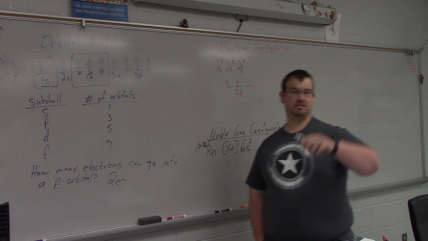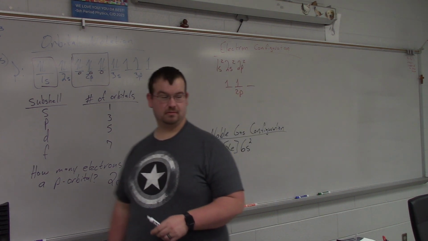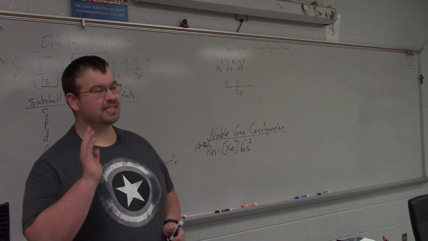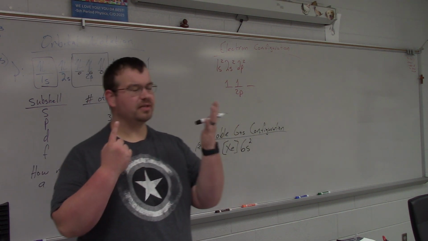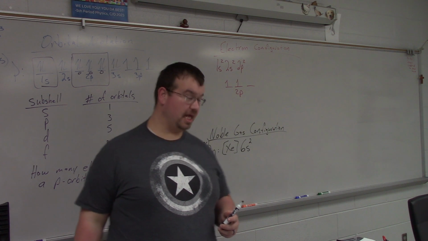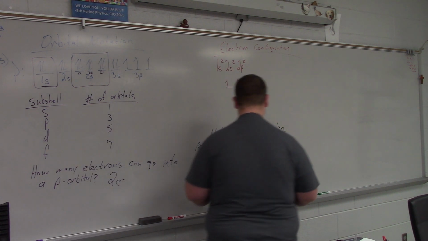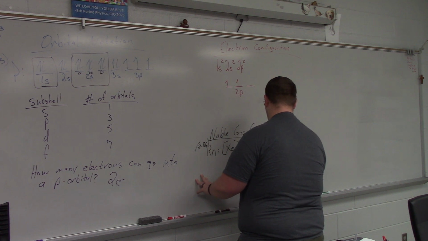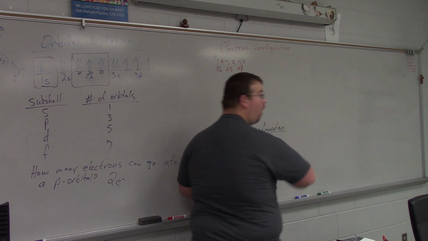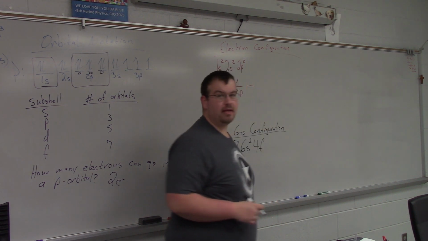So we take the row. What row are we in? The empty block tells you the row. You're still in the sixth row. So sixth row, 6 minus 2 is 4. 4f. And I go all the way through it, right?